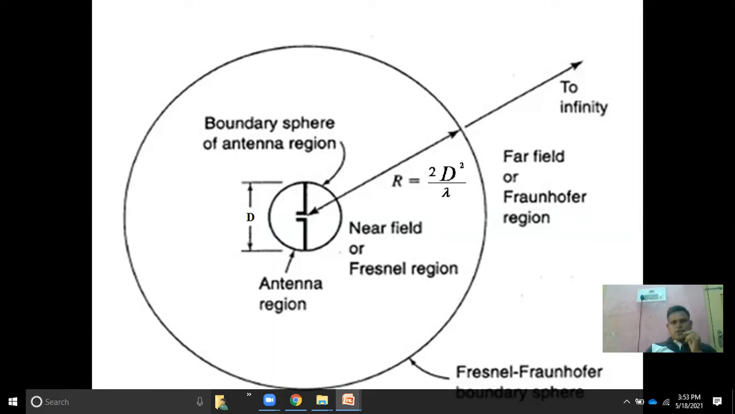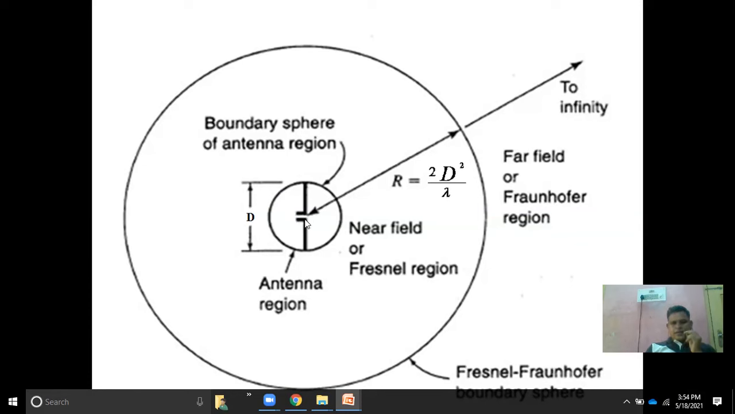Are you able to listen to my voice? Yes, sir. Okay. Let us assume we have a simple dipole antenna; dipole means two conductors. Here we are drawing a sphere, an imaginary sphere. Here the diameter of the sphere is D, which is also called the length of the antenna.